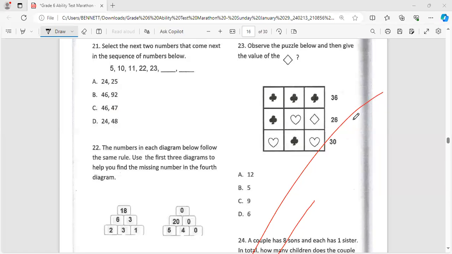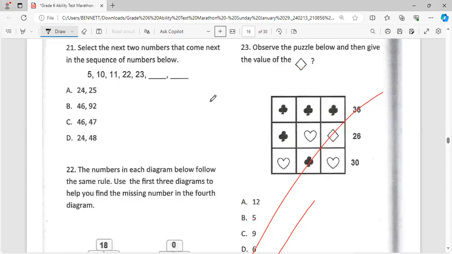So this one, I think I'm gonna make it a little bit bigger so everybody can see. It says select the next two numbers that come next in the sequence of the numbers below: 5, 10, 11, 22, 23. What two numbers go there? What's the pattern? So I'm just going with A.